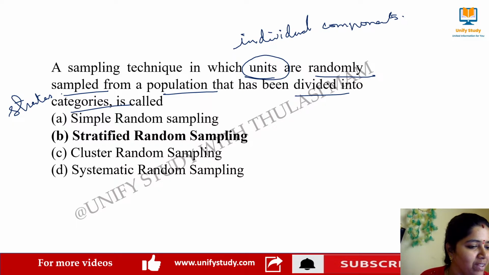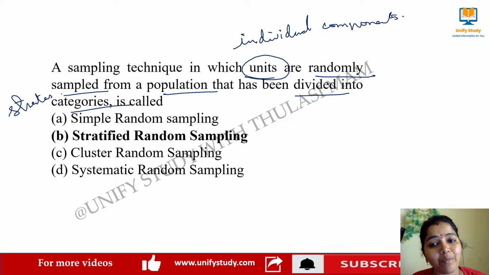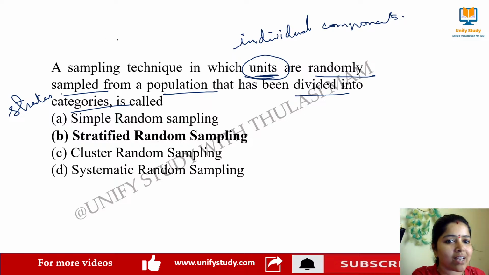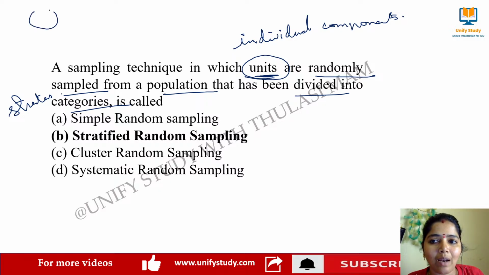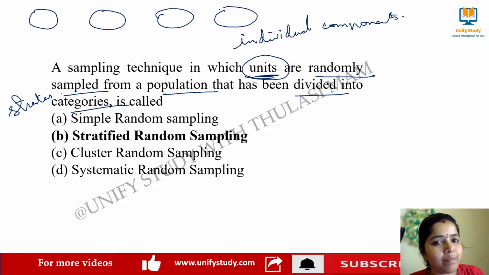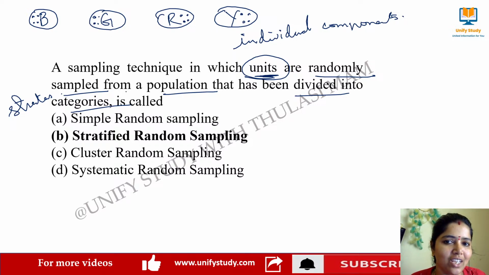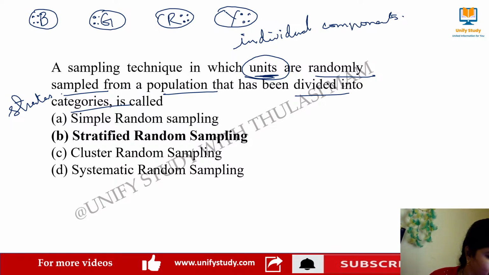You have to be very keen with the words. We have to understand the question properly. A sampling technique in which the units, single units, are randomly sampled. What do we do in stratified? There will be a blue house, a red house, a yellow house, a green house. Inside each group there will be 4 students, and the units are randomly sampled from a population that has been divided into categories, into strata. Clear?